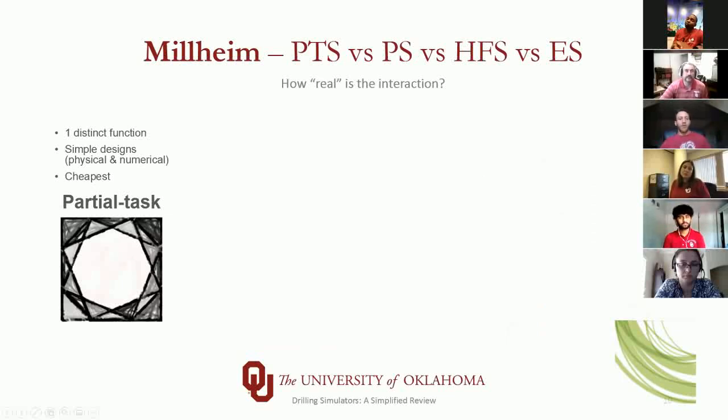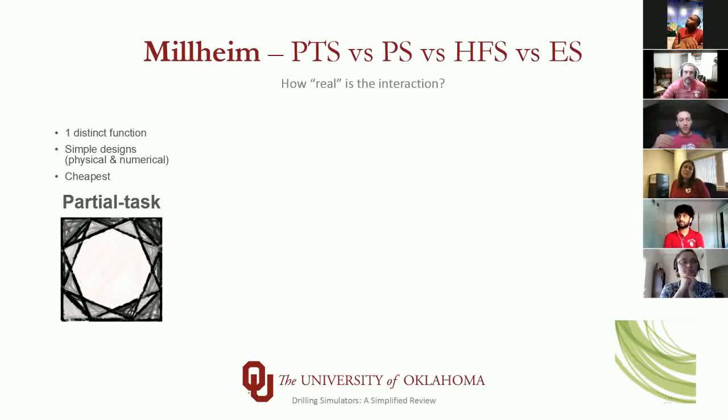Mr. Millheim. So there are four different types, and the first one is a partial task. I want to remind you I'm using the example of stained glass, and here in this picture, you're only seeing a little bit of the picture. What he defines as a partial task simulator is something that's going to show you just one distinct function or one part of the big picture. So these simulators typically are cheaper. Physically, they look simpler, and the mathematics behind them are also a little bit simpler.